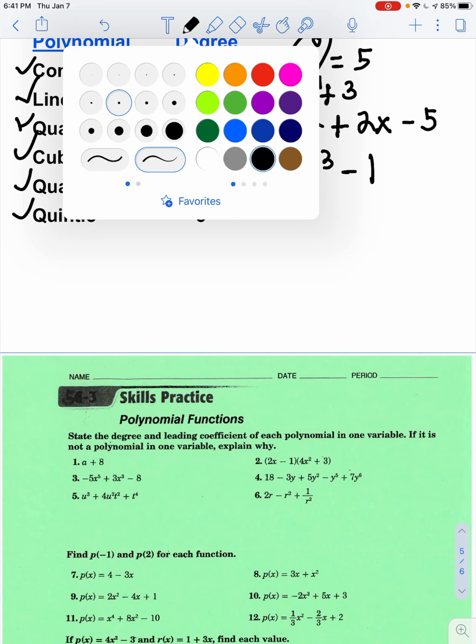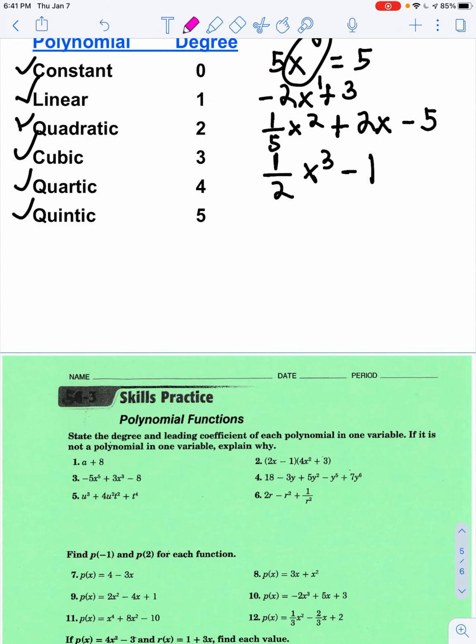I want you to focus your attention on the first 6 problems right in here. It says state the degree and leading coefficient of each polynomial in one variable. Meaning you can't have more than one variable in the expression or it doesn't meet that criteria. So if we look at a plus 8 for number 1, it doesn't matter what the unknown is. It could have been x plus 8. But the bottom line is it is a polynomial.